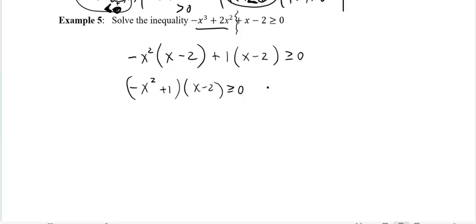And now what I want to do is factor this thing if I can. And notice if I factor out a negative 1, it becomes x squared minus 1, which I know factors as the difference of squares.